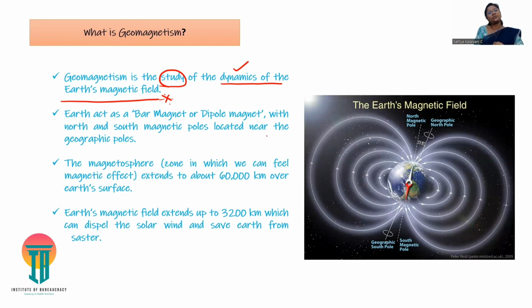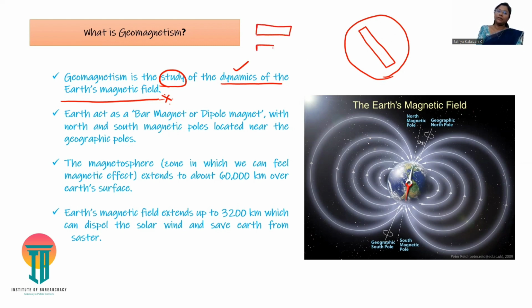So what is Earth's magnetic field? How does Earth have a magnetic field? It is believed that Earth acts as a bar magnet. Assume this is my Earth and Earth acts as a bar magnet. Why do we talk about it as a bar magnet? Because a bar magnet has polarity. That is, however many pieces you divide a bar magnet into, the poles of that bar magnet remain the same. It will retain the north pole and south pole.